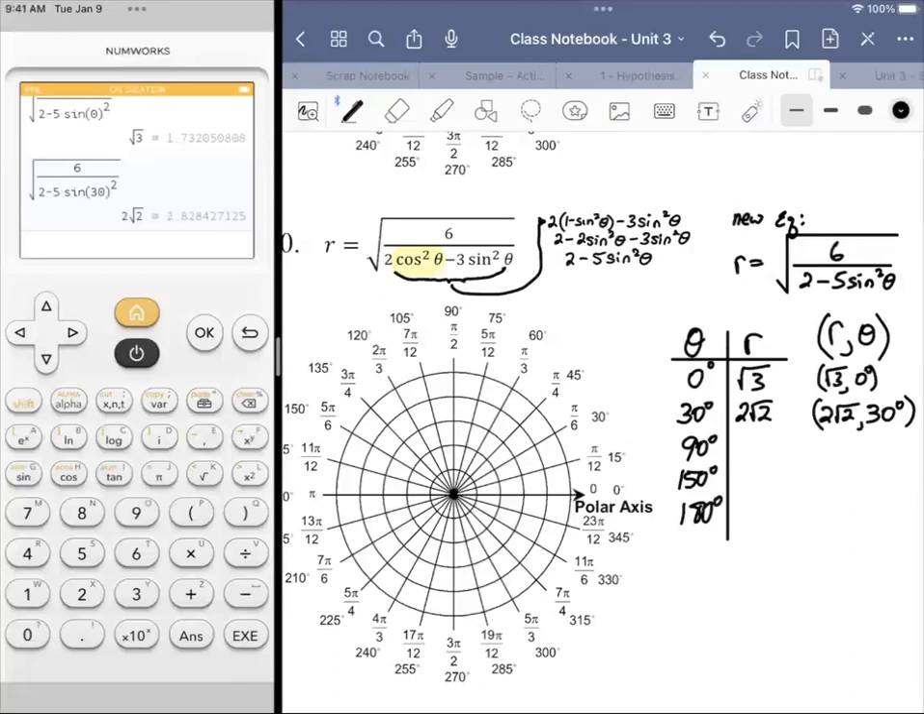Then 90. You could do it, I mean, if you just want to continue doing it this way, you can. Says non-real, right? So we just want to make sure that what they're saying is non-real is really non-real, right? If I put in a 90, I'm going to get a 1 for the sine of 90. 5 times 1 is 5. 2 minus 5 is negative 3. 6 divided by 3 is negative 2 under a radical. So in this case, they're right in saying that there's no answer for that. So we ditch the 90.